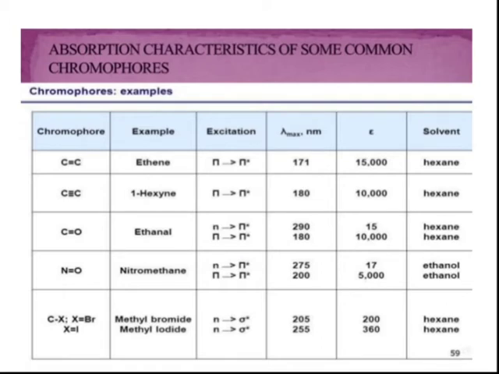And these are some common chromophores which show the transitions n to pi star, n to sigma star, sigma to sigma star and so on. These are the examples. The carbon-carbon double bond shows pi to pi star transition, as we have seen. A double bond containing compound shows pi to pi star transition. Then a heteroatom shows n to pi star transition. Then N double bond O, nitromethane, shows n to pi star or pi to pi star transition, and wavelengths are given here. Molar absorptivity values are given here, and the solvent which is used is written here.